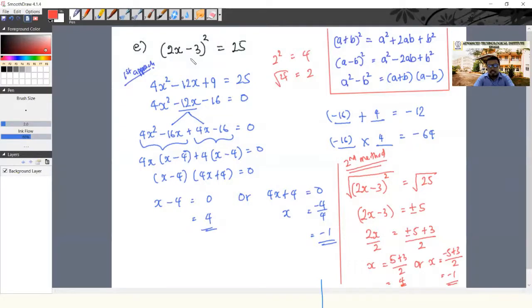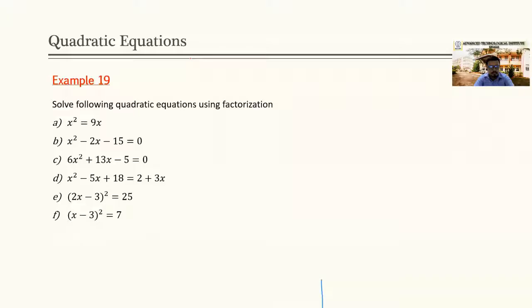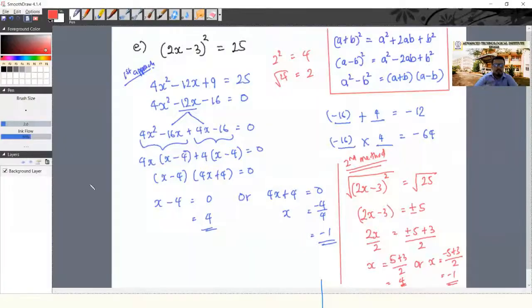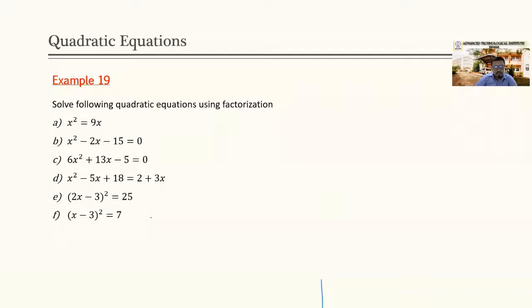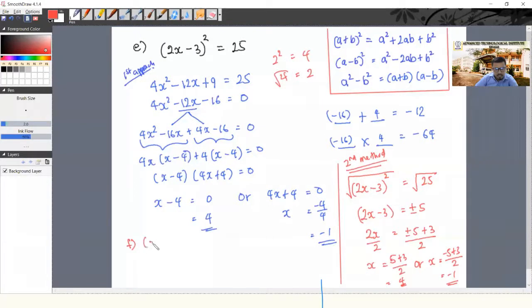That is P. F, what about F? I will have F here. It is easy. x minus 3 whole squared equals 7. So what should be the answer? To get x minus 3, we need to apply the square root. Therefore, x should be equal to what?